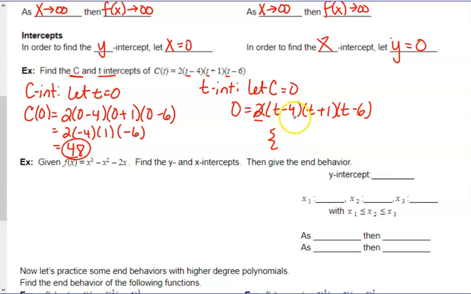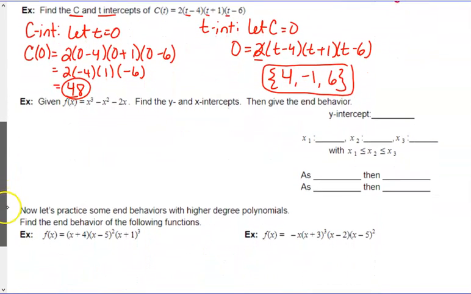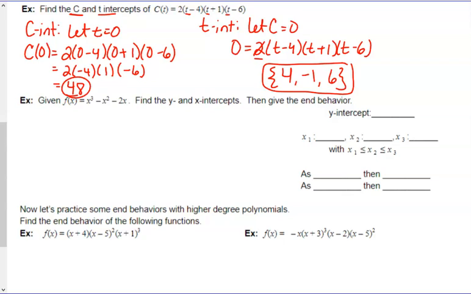So what number minus 4 is 0? That is 4. What number plus 1 is 0? That's negative 1. And what number minus 6 is 0? That is a positive 6. So those are your T-intercepts, and this is your C-intercept for that. Again, remember, just let the other one equal 0 if it's some other letters besides x and y.